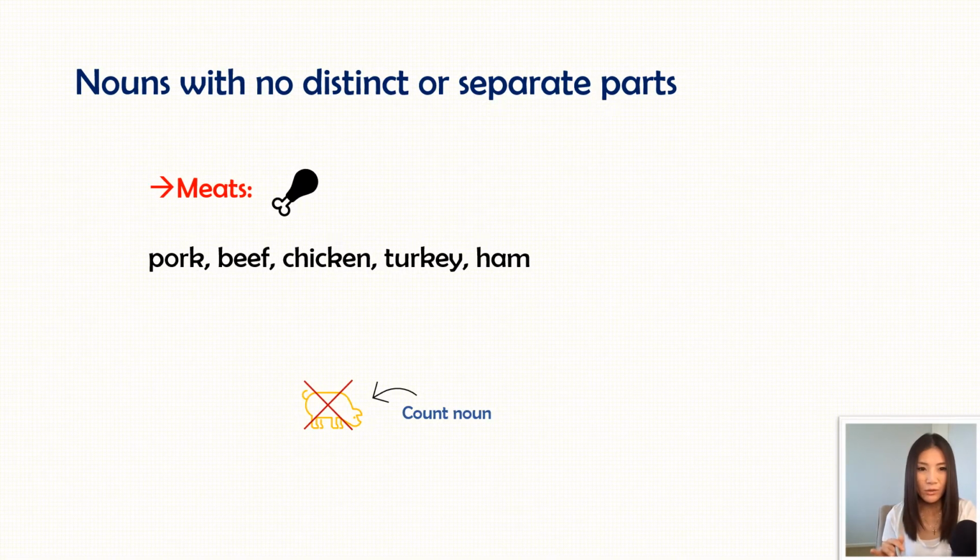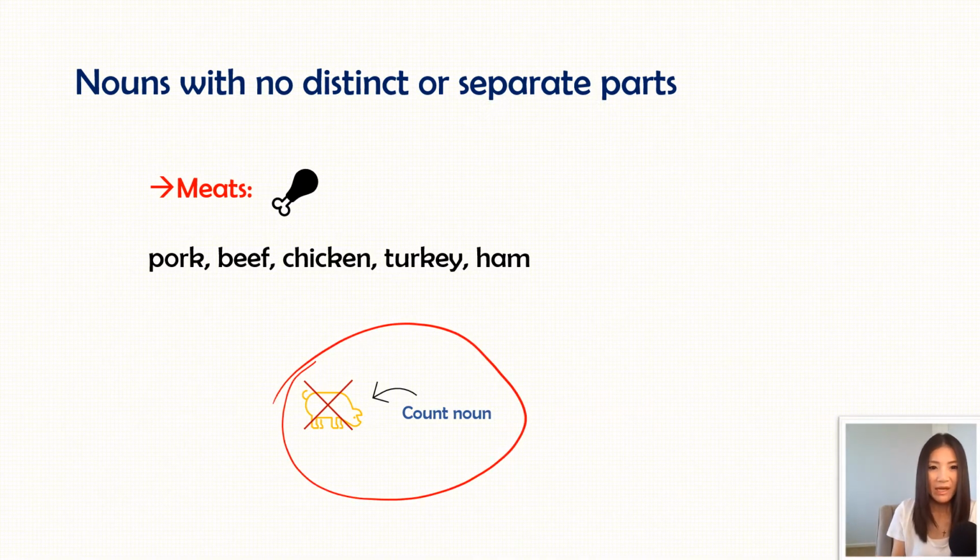Under the same category are all meats. These are meats that we consume or eat as food. So for example, pork, beef, chicken, turkey, ham, etc. They're all non-count nouns. But keep in mind that the animals like chicken or turkey, if you're talking about live animals, they are count nouns, right? So we have 2 pigs and 4 chickens in my backyard, right? So it's only the meats that we consume that we consider non-count nouns, but the animals themselves will be considered count nouns.